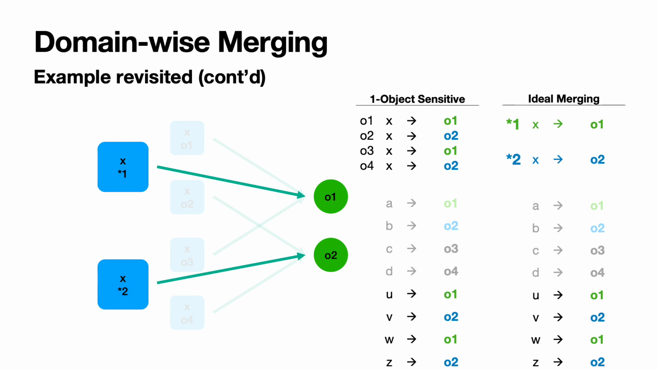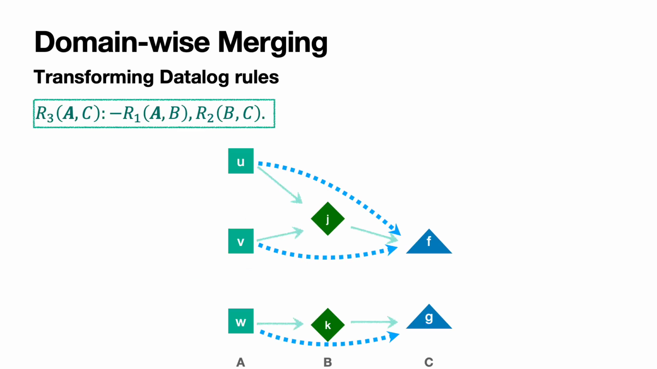How can the merging be applied to such a domain? We do this by transforming Datalog rules. Given one sensitivity domain, we show the rule transformation on 2 typical cases. The first case is that the sensitivity domain is derived in the rule head from other non-sensitivity domains. In this rule, R3(A,C) from R1(A,B) and R2(B,C). From tuples of relation R1: (U,J), (V,J), (W,K), and tuples of R2: (J,F), (K,G), we can derive the tuples R3: (U,F), (V,F), (W,G). The first domain of R3 is a sensitivity domain, and the other domains are not.